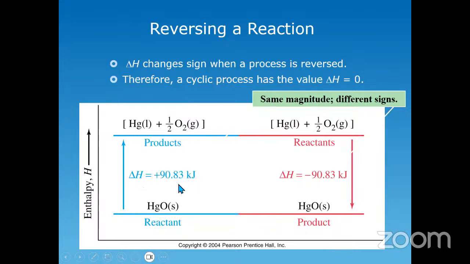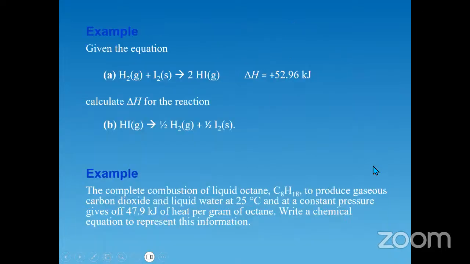The enthalpy change is 90.83 kilojoules. But if we're going the other direction, same magnitude, but the sign is opposite, right? And that is true universally, all right? So let's look at this example right here. Based on what we have learned, we should be able to do this example.